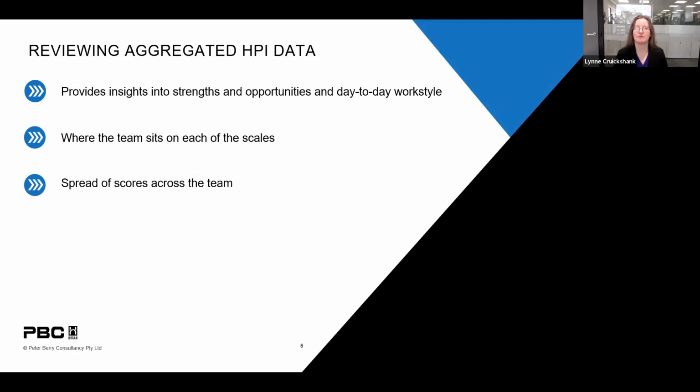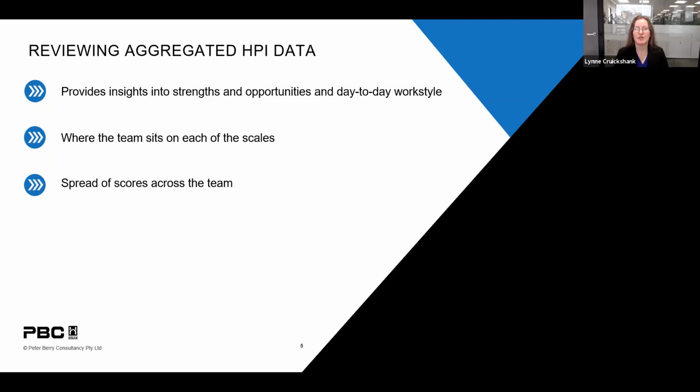Starting with the HPI. When we're looking at it for a team, it's really starting to provide some insight around that team's day-to-day strengths, opportunities, and work style. Particularly when we're looking at a group graph where the data has been aggregated, generally what we're looking at is where the team sits on each of the scales. So in general, are they sitting more towards the higher end of a particular HPI scale, or do they tend to congregate more towards the lower end? And what might that mean in terms of their strengths, their opportunities, their day-to-day work style?